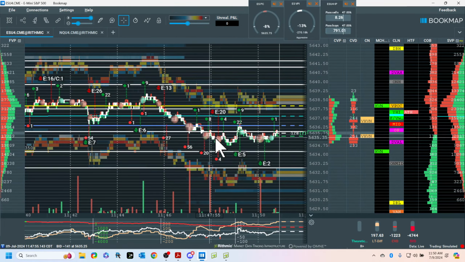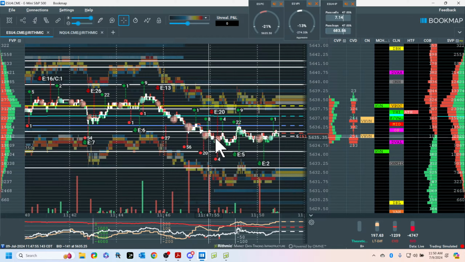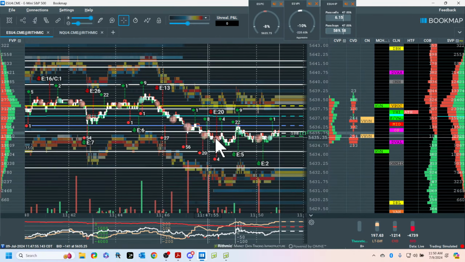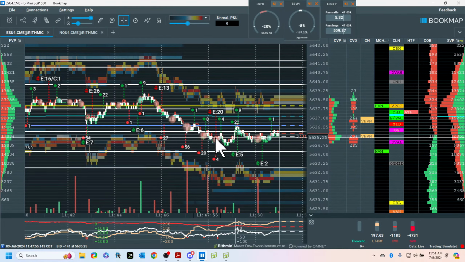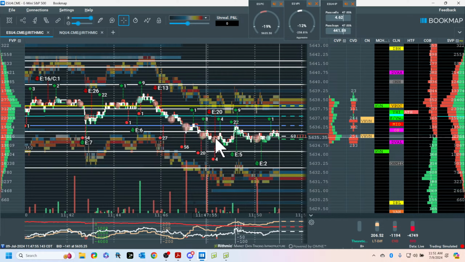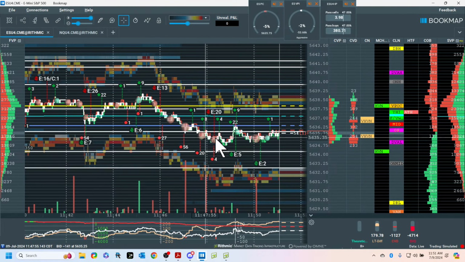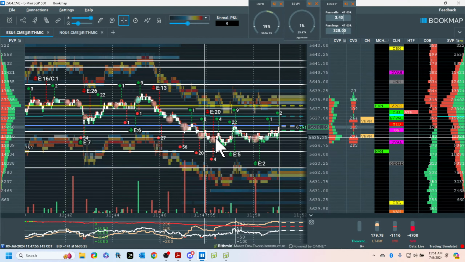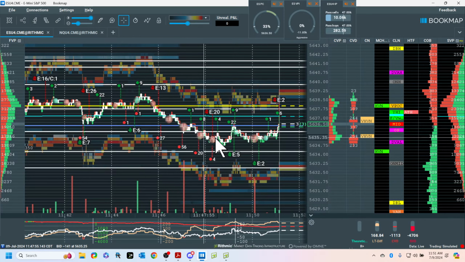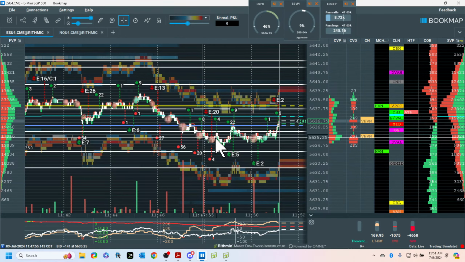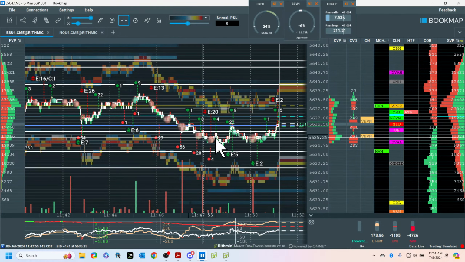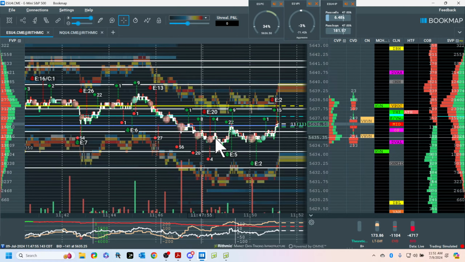Overnight V pocket. Overnight was a balanced market. Should we not be looking to trade outside in rather than away from V pocket? James, I'm not sure what you're asking. We opened near V pocket, overnight was a balanced market. Should we not be looking to trade outside? Outside in, you would be. If you're in balance, you would be looking for outside in.